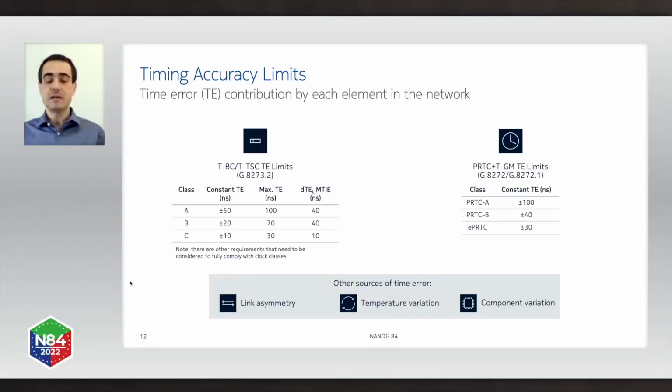Another source of time error is temperature variation. Because we're dealing with things like crystals and oscillators and electrical components, as the temperature varies, they might affect the accuracy and the time error added by each element in the network. The components themselves are also a source of variation. Even using very strict tolerances, sometimes when you run a test, power cycle the node, switch it on again and run the same test, you're going to see a slight difference.